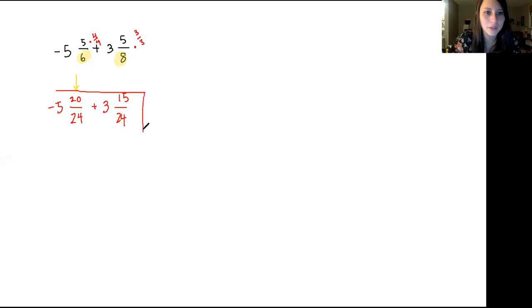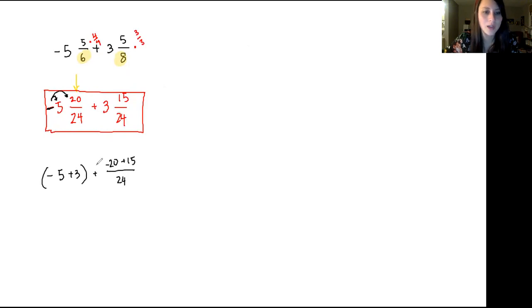Now, when we have a fraction like this, we can work it out like we did in our last lesson. The big thing to remember is that if you've got a negative whole number in your mixed number, the negative actually belongs to everything inside. You have -5 wholes, but you also have -20 out of 24 as a fraction. So when we combine our whole numbers, that's -5 plus 3, and then we've got -20 plus 15. So don't forget to do that step.